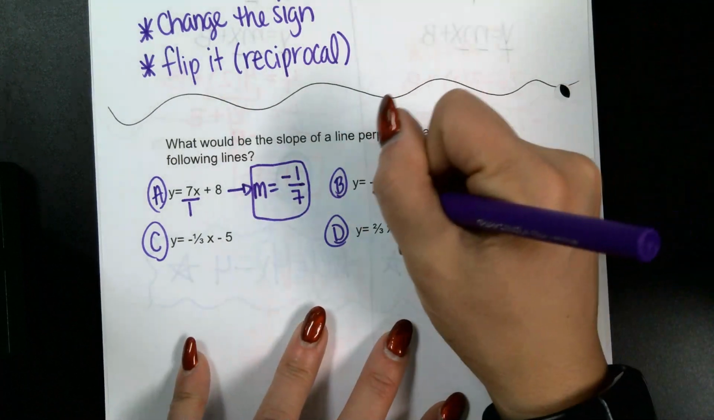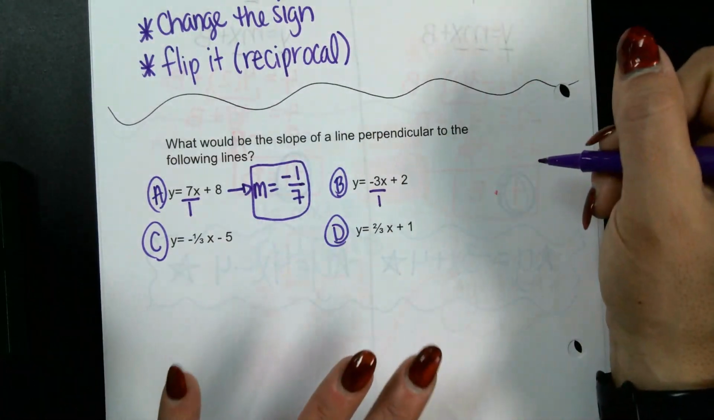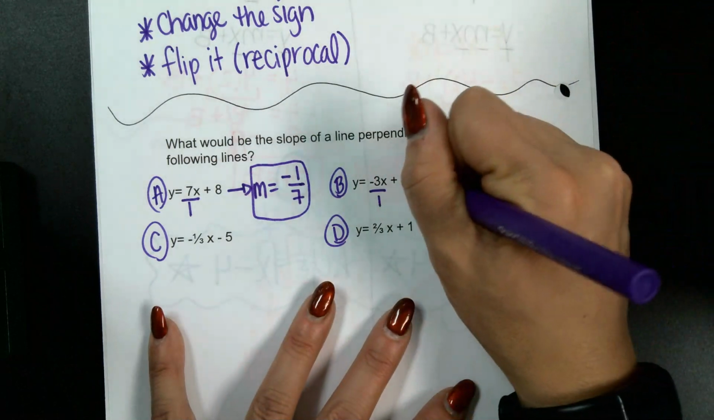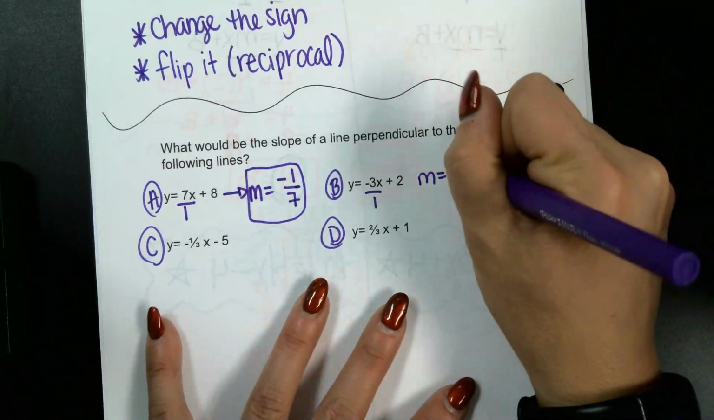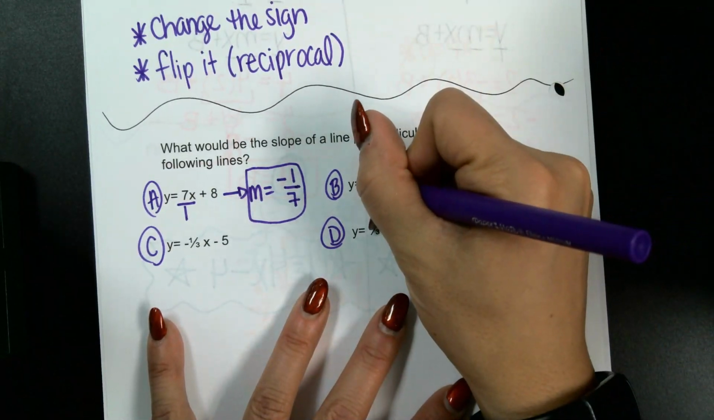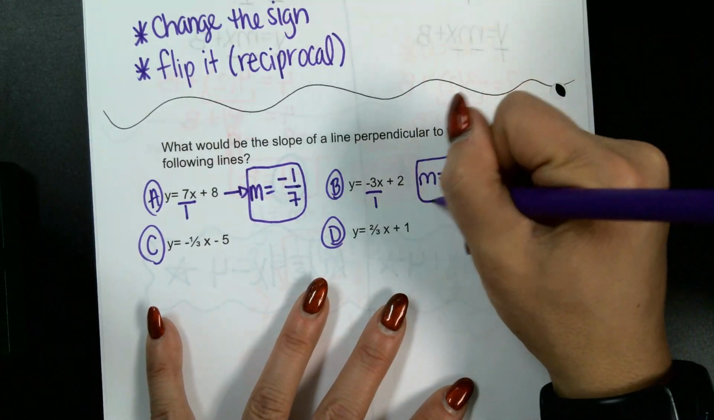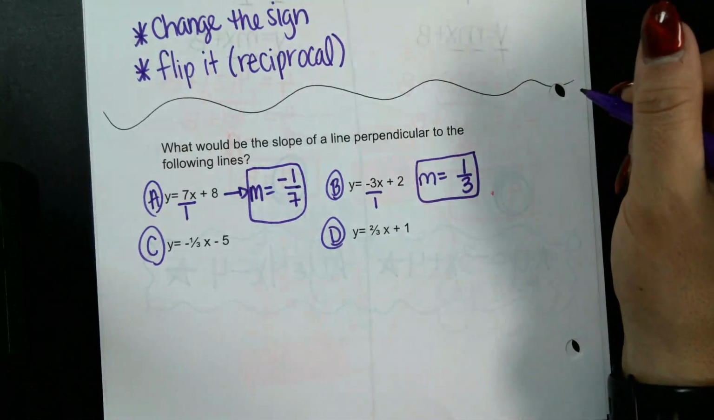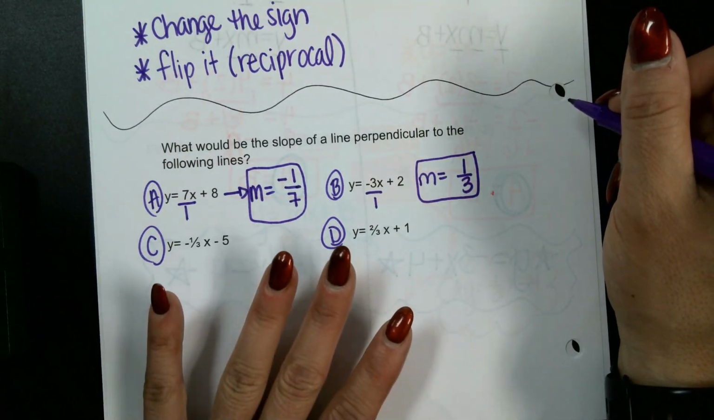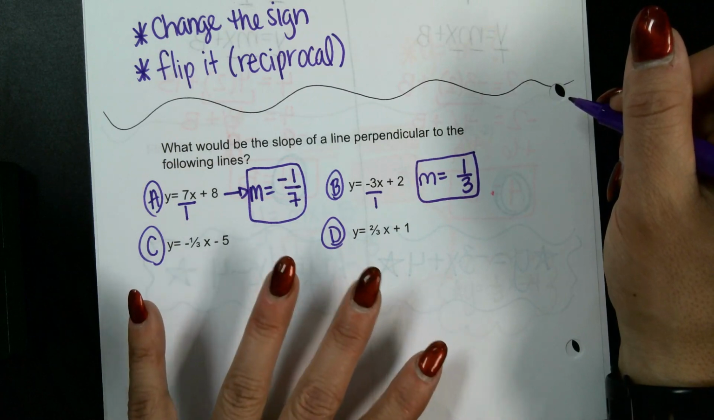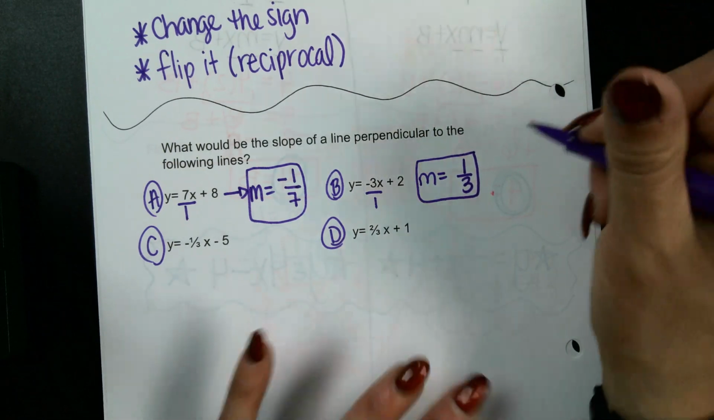Okay, so for letter B, this slope right here is negative 3 over 1. So we would flip it to 1/3, and since it was negative, now it's going to be positive. Good job. So you didn't have to do this with parallel lines, just perpendicular. I don't know how many times I can say that.